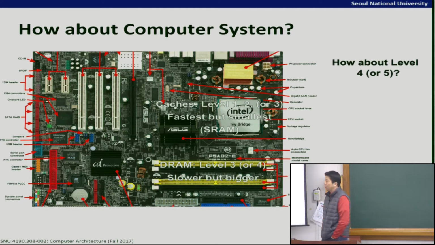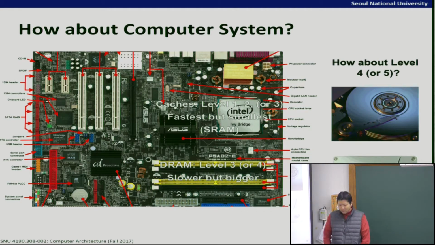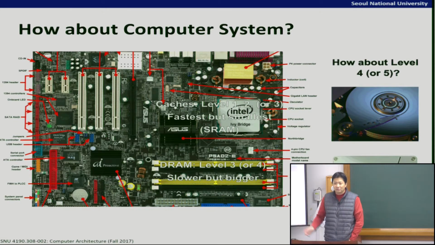How about level 4 or 5 after DRAM? We have storage like SSD or hard disk, which has capacity in the terabyte range. And maybe level 5, if we go further down, is cloud storage, which has almost unlimited storage.